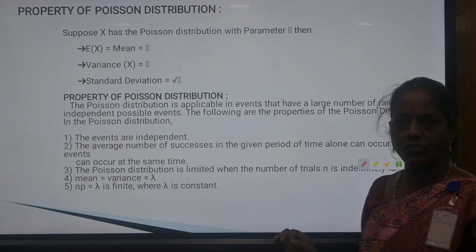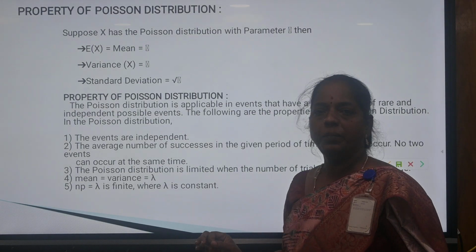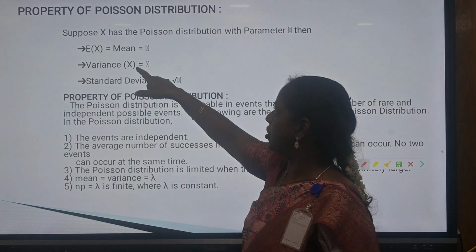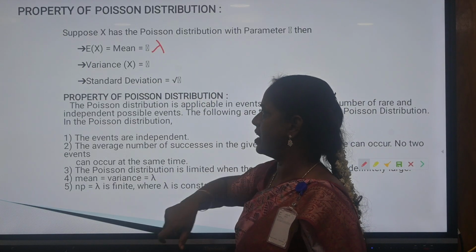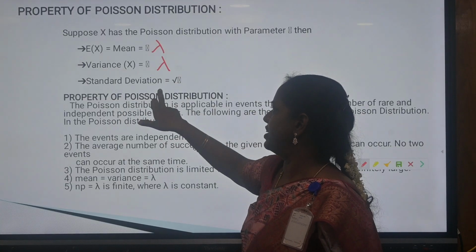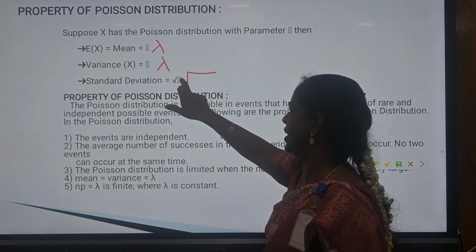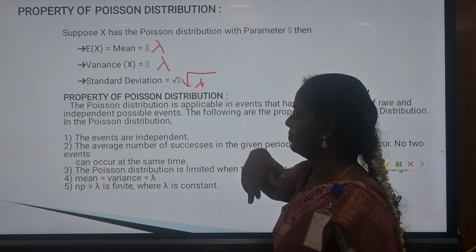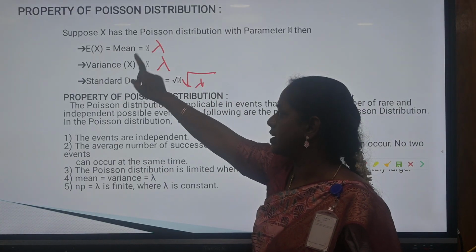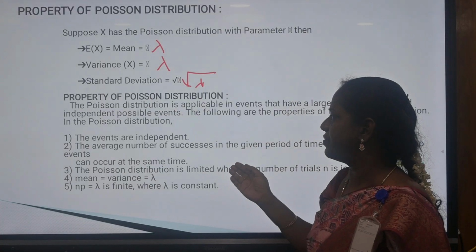Next, the properties of the Poisson distribution. The mean and variance of the Poisson distribution are the same. Here, the mean of the Poisson distribution is lambda and the variance is also lambda. The standard deviation of the Poisson distribution is square root of lambda. And then some more properties of the Poisson distribution.